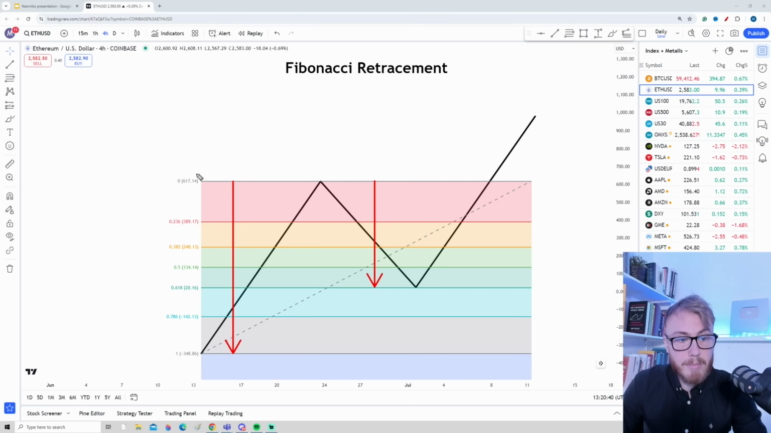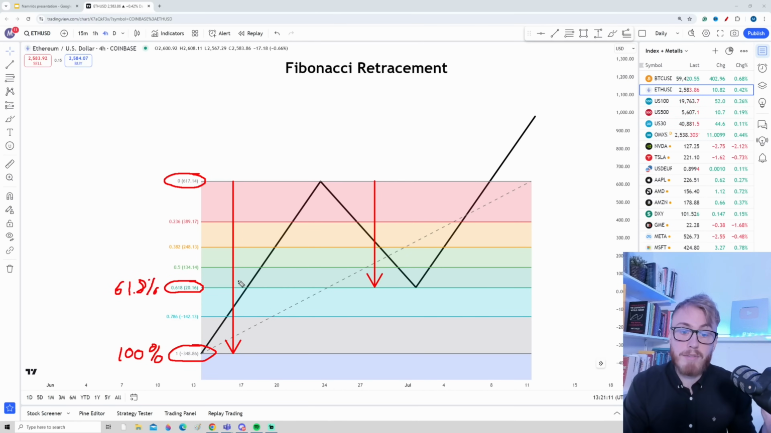So as you can see, the impulsive move goes all the way from 0 to 1 here. So the impulsive move is 100%, right. But the retracement tool is used to measure how deep the pullback is. And you can see in this case, the pullback goes all the way down here to 0.618. So in this case, the pullback is 61.8% of the impulsive move.